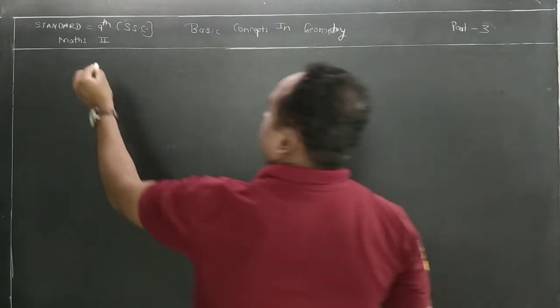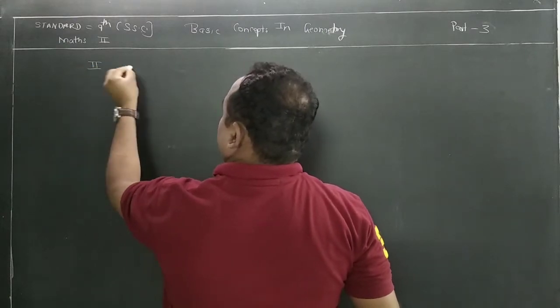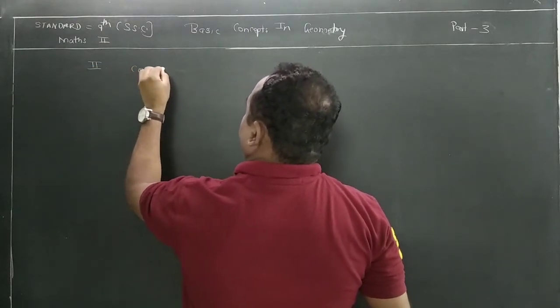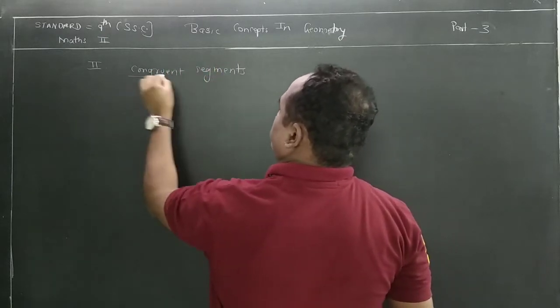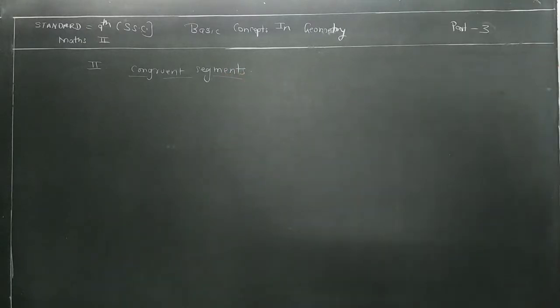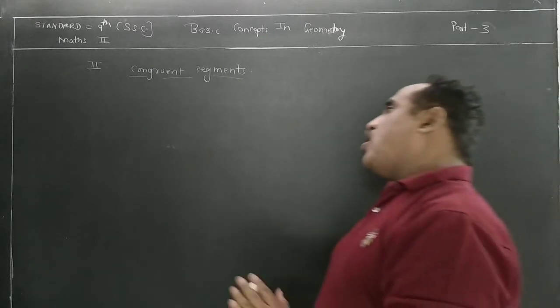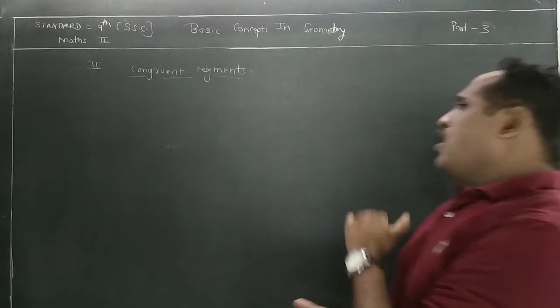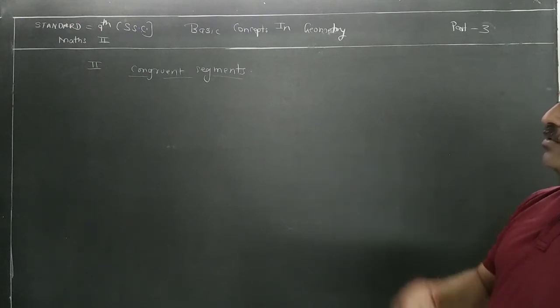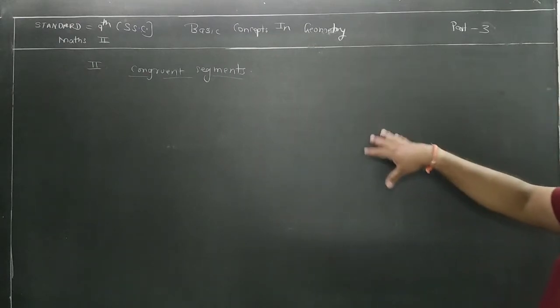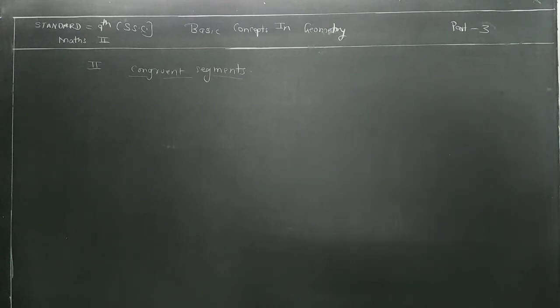Okay, second concept is congruent segments. Congruent means equal. अभी इसे दिमाग में रखो because we are going to study congruent circles, congruent triangles, congruent segments. Now it will become a very common word for you, but now it is the first time you are going to study, that is a basic concept, congruent segment.